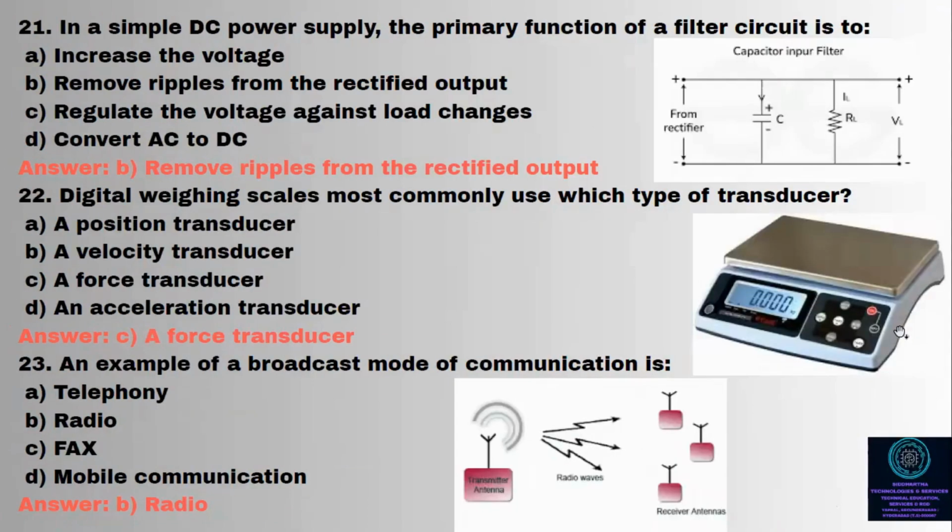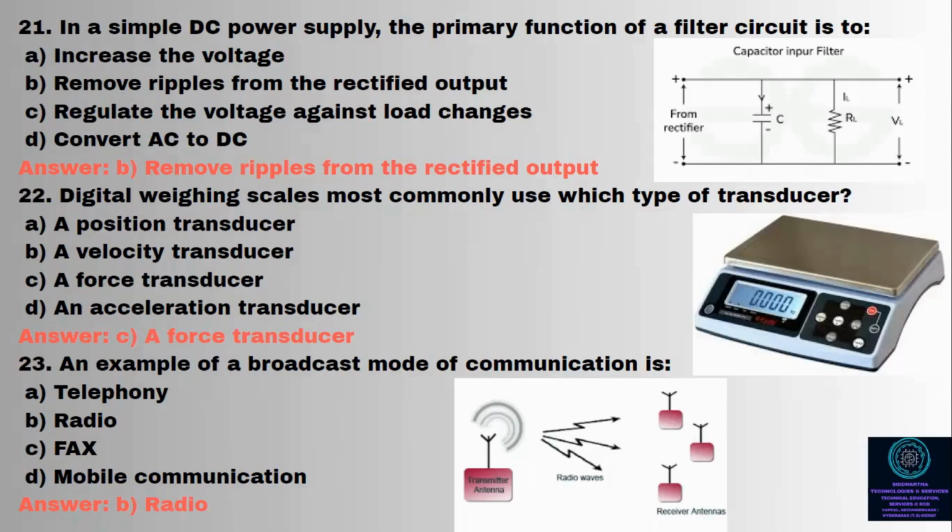Next is 21. In a simple DC power supply, the primary function of the filter circuit is to remove ripple from the rectifier output. Very simple. That is the work of the capacitor. 22nd: a digital weighing scale most commonly uses which type of transducer? It uses a force transducer. Please remember, it is not called a weight transducer or something like that. It's called a force transducer. The answer should be force transducer.